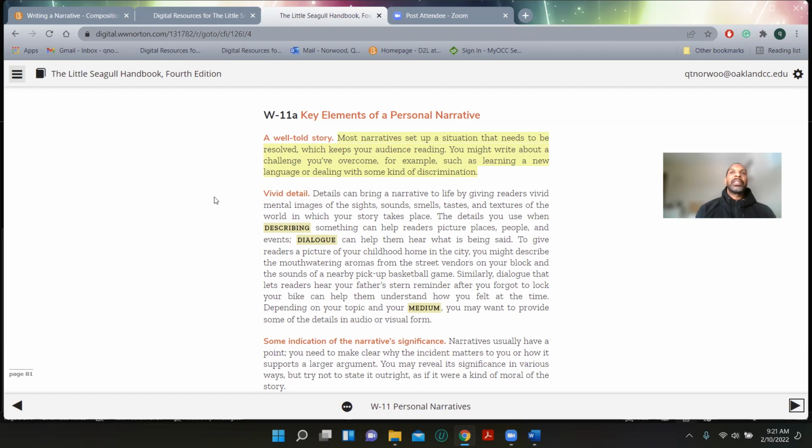Details can bring a narrative to life by giving readers vivid mental images of the sights, sounds, smells, tastes, and textures of the world in which your story takes place. Now, we only have 3 to 5 pages here. So you're going to have to make the decision: what do I describe in vivid detail? And when is a tree just a tree?